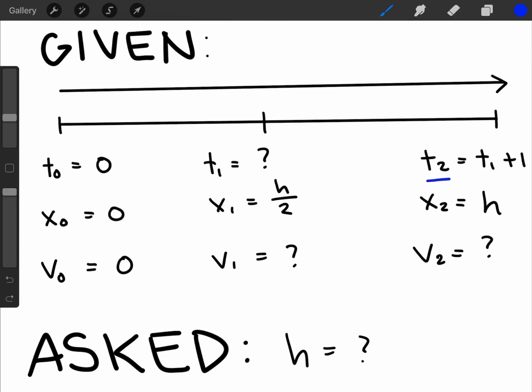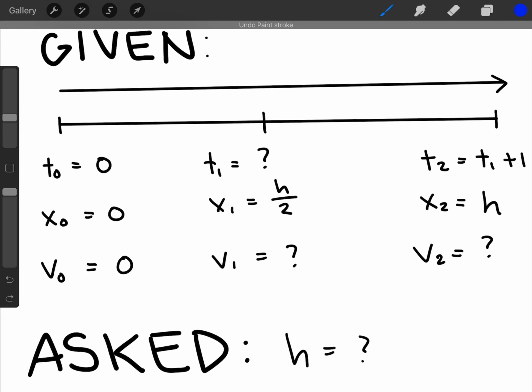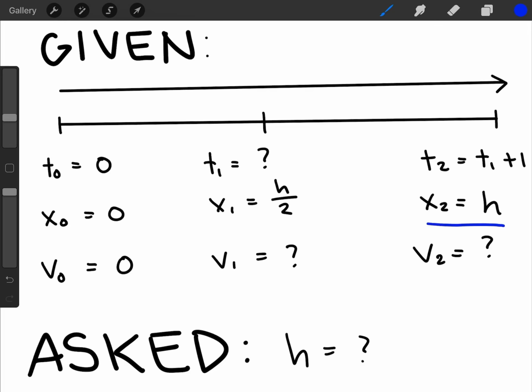At the end point, we know that the total time is equal to the first half of the fall plus 1 second, being the second half of the fall. The total displacement is h. Because of this, we divide this problem into 2 segments.